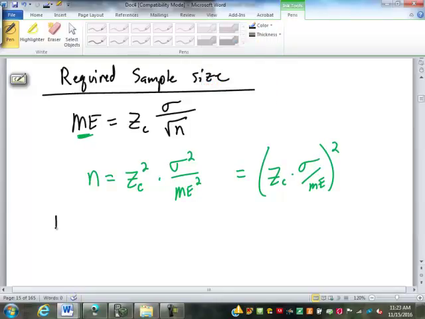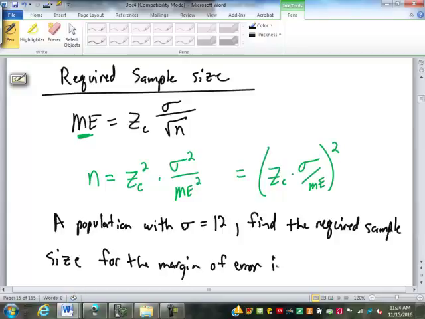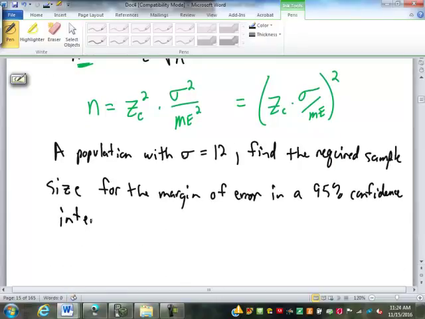So let's say for a population with standard deviation of 12, find the required sample size for the margin of error in a 95% confidence interval to be no more than 2.